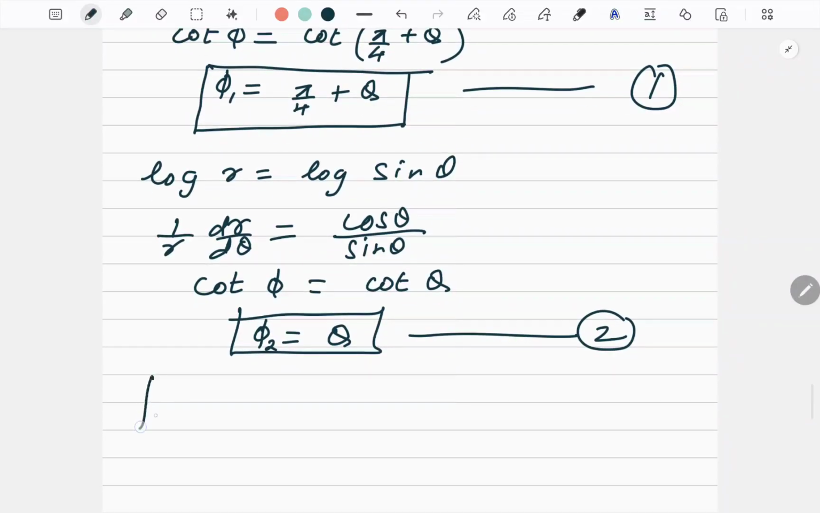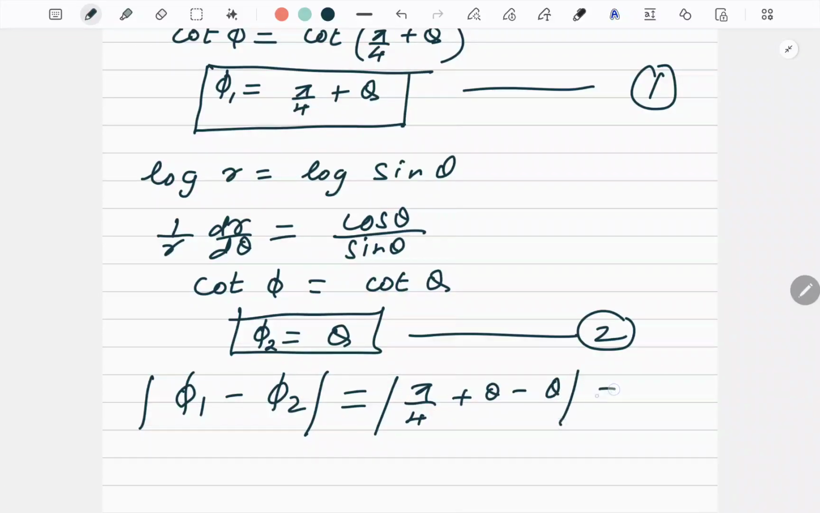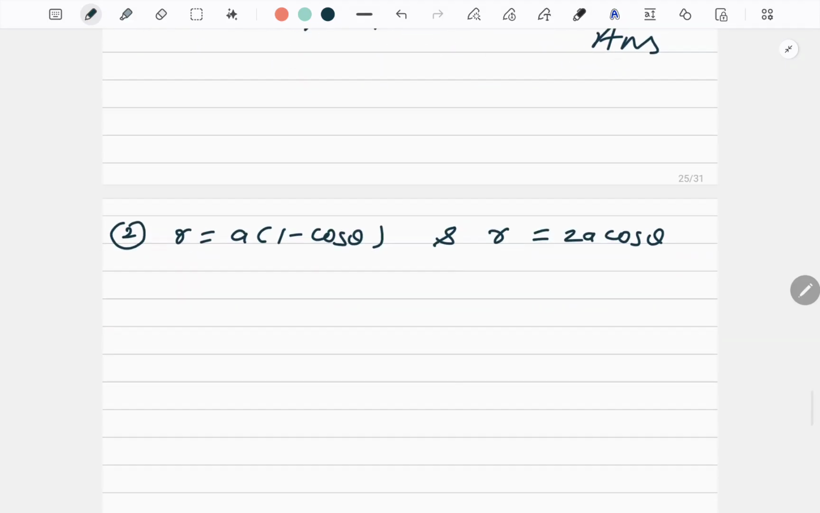Now what is the angle between the curves? Phi 1 minus phi 2, absolute value. So even if you do phi 2 minus phi 1, it doesn't matter. It's perfectly okay. So my answer is pi by 4. So the angle between the two curves is pi by 4. Simple. So actually it is a repetition of our first concept, how to find out phi. Two different questions together, they are giving: find phi and subtract it. That's it. So you know this.